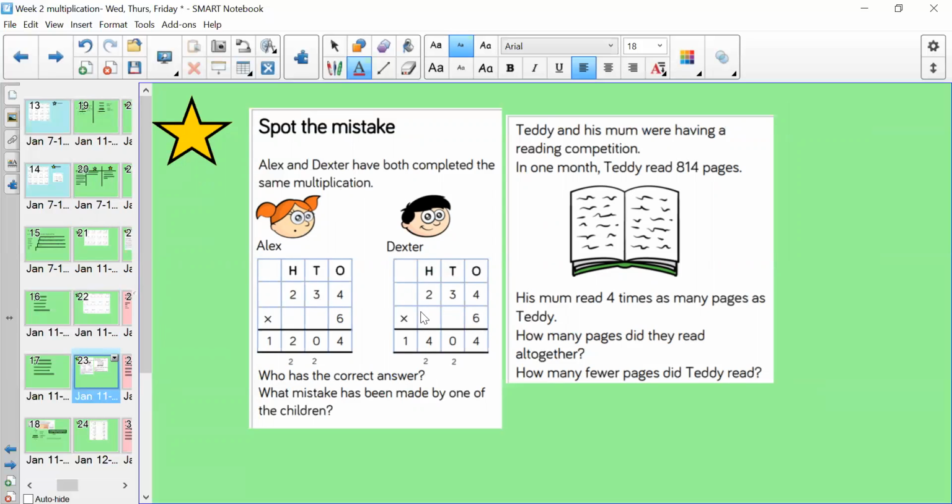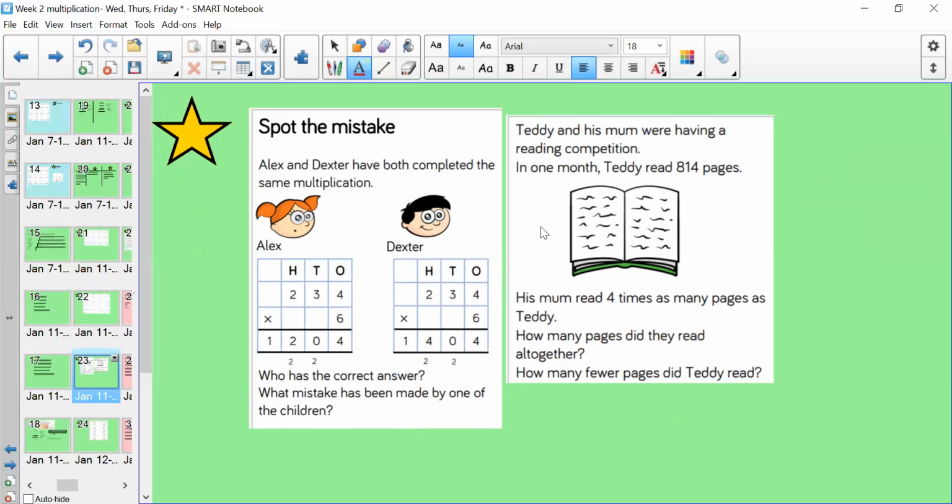So some spotting the mistakes. So where have Alex and Dexter gone wrong? You have to answer these questions. Who has the correct answer? And what mistake has been made by one of the children? Then here's a word problem. So Teddy and his mum were having a reading competition.